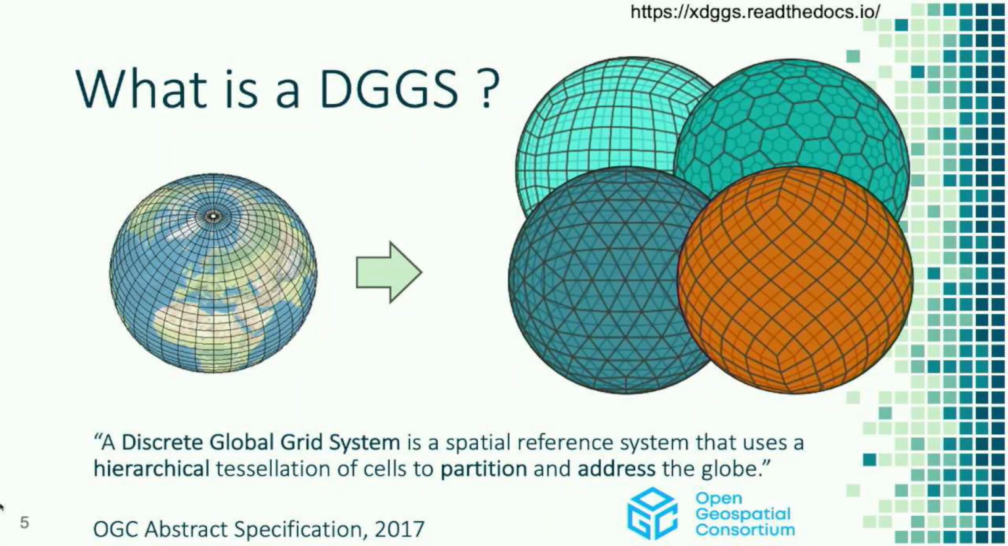A discrete global grid system is a spatial reference system that uses a hierarchical tessellation of cells to partition and address the globe. Let me unpack that for a moment. It's global, wrapping around the Earth, so it's equally valid all over the place. It uses a hierarchical tessellation. That means it gets chopped up, and at the next level of resolution, it gets smaller and smaller pixels and cells.